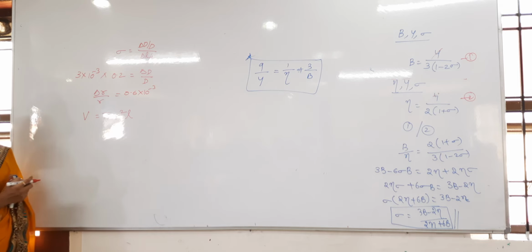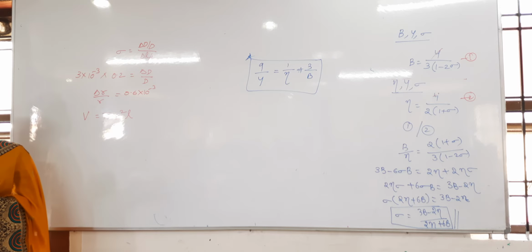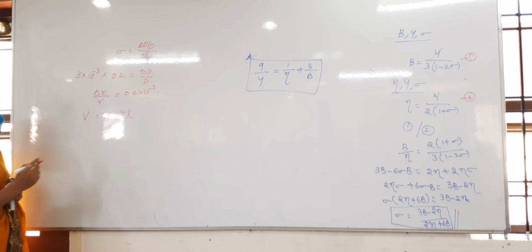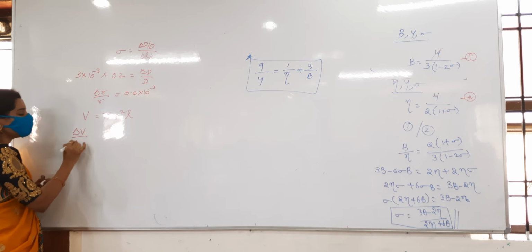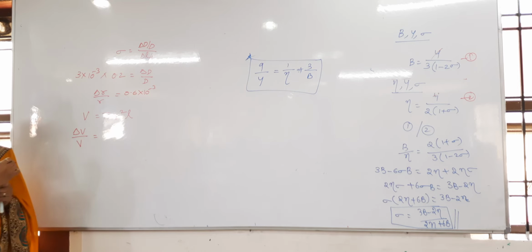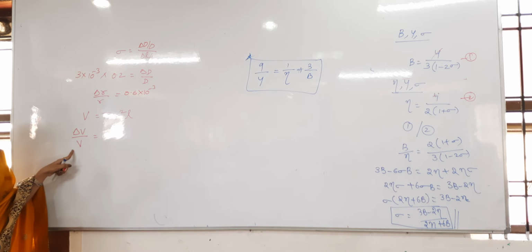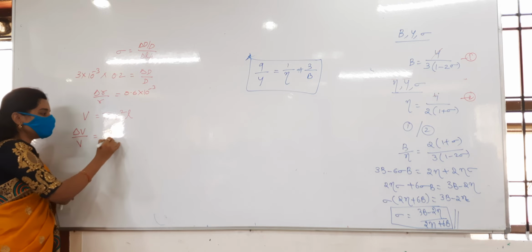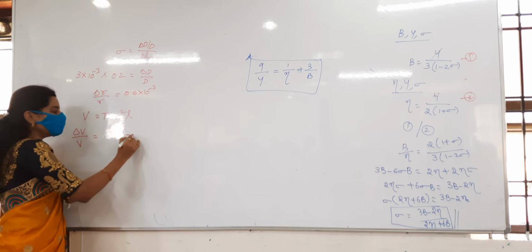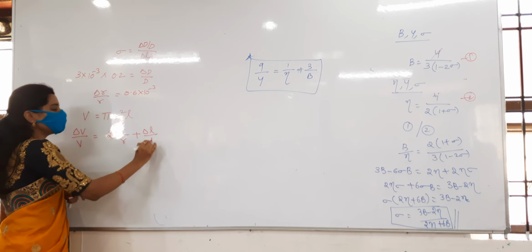Now you have to find out the percentage change in the volume. Percentage change in the volume, nothing but what you have to do? Delta V by V you have to do. First of all, delta V, what is that? Delta V by V is equal to, what can you write here? 2 into delta R by R plus delta L by L.